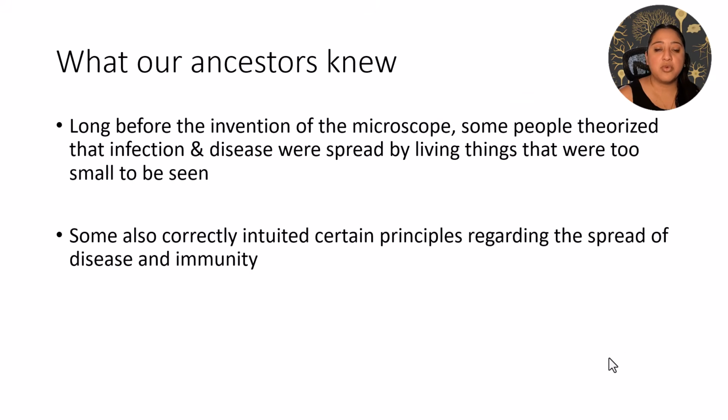So yeah, long before the invention of the microscope, some people theorized that infection and disease were spread by living things. A disease doesn't just happen. Some people had an idea that maybe there's something behind this disease happening. So some people theorized that infection and disease were spread by living things that were too small to be seen. And some people also correctly intuited, like they figured out somehow.